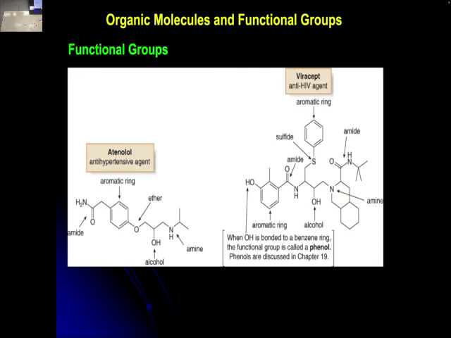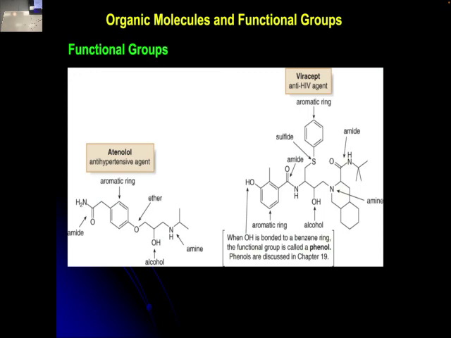So here we have a functional group. This is called an amide. You'll need to memorize that. Here's another functional group. This is called an ether. Anytime you have an oxygen that's connected to 2 carbons through single bonds, that's called an ether. Anytime you have a carbon connected to an OH, that's called an alcohol. Anytime you have a nitrogen that has at least 1 hydrogen on it and 1 or more carbon atoms like this, and its lone pair, we call that an amine.